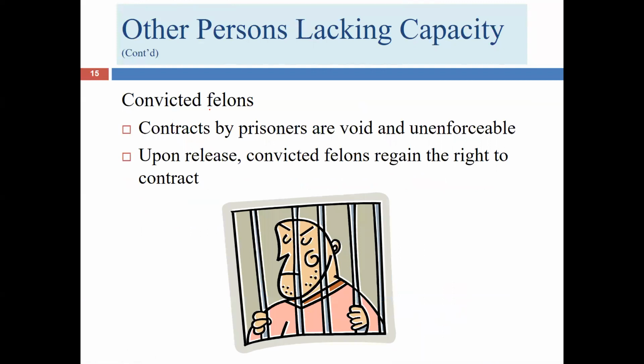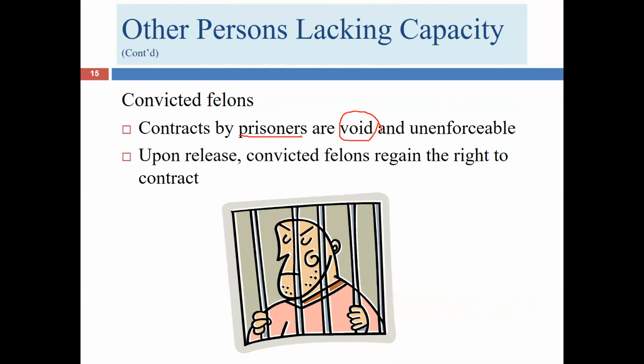Convicted felon, this one's going to be a little bit different. These contracts are void, not voidable. So this is like the non compos mentis that we talked about before. The reason for this is that a convicted felon who is imprisoned is being taken care of by the state or possibly the federal government. His or her needs are going to be fully met by the state or federal government.